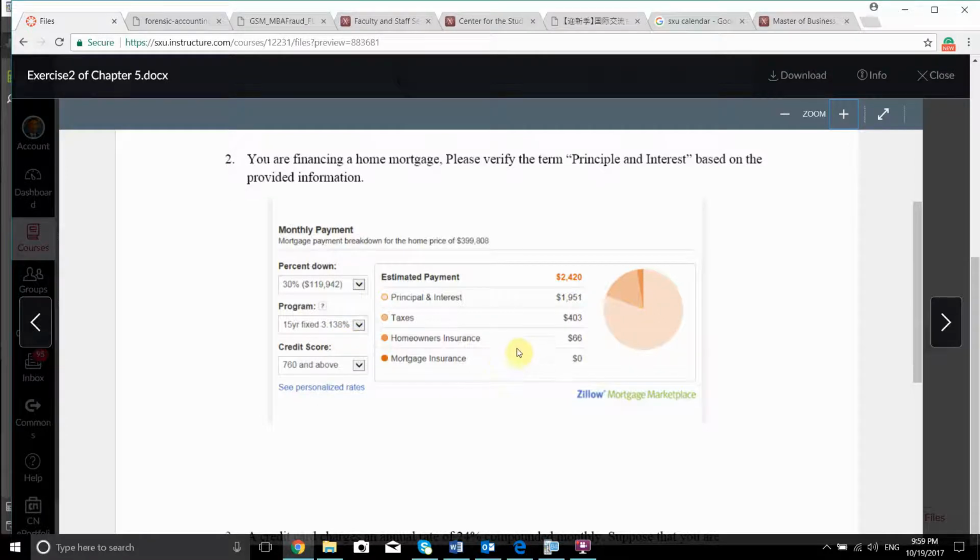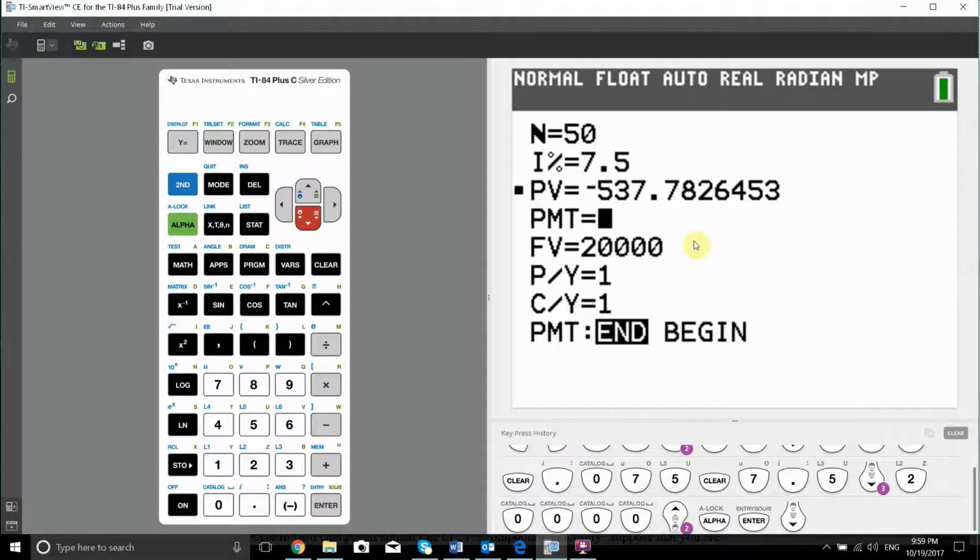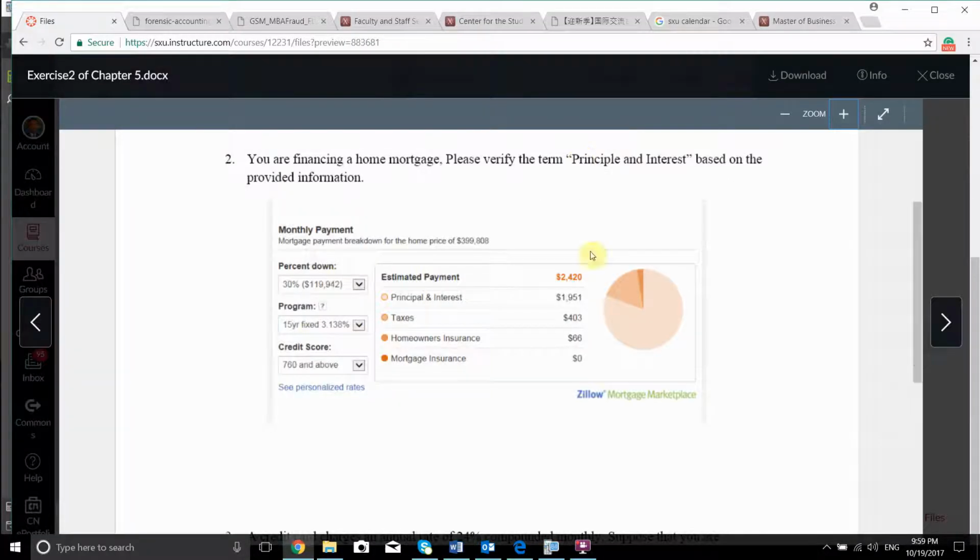Okay, so now let's try to do the work. On the calculator, we are going to put all the numbers in the right place. So first of all, the number of periods is 15. And it is very important. We have 15 years. Is that our total number of periods? Well, the thing is, your payment is made on a monthly basis. It's not made on an annual basis. Therefore, a lot of things are going to change.